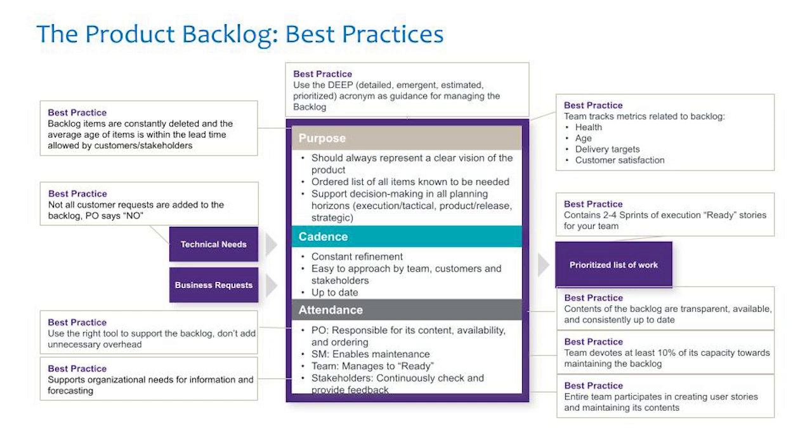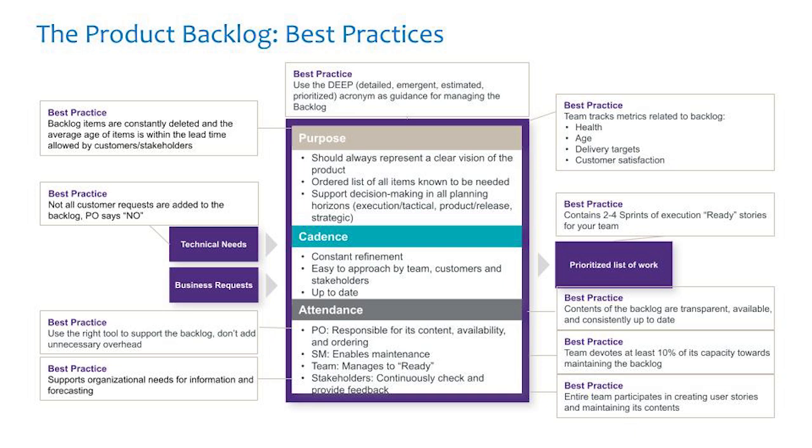Now, something to keep in mind here is cycle time and lead time. These are Agile metrics in the metrics lecture. By keeping your backlog up to date, you can see how long something's sitting there versus how long it actually took to be worked on. Contents of the backlog are transparent, available, and consistently up to date. So do we have a backlog that is well groomed? We'll get into the grooming in a minute.